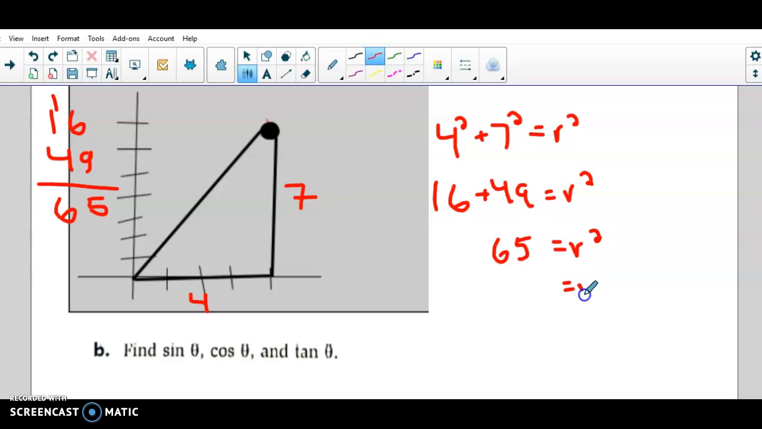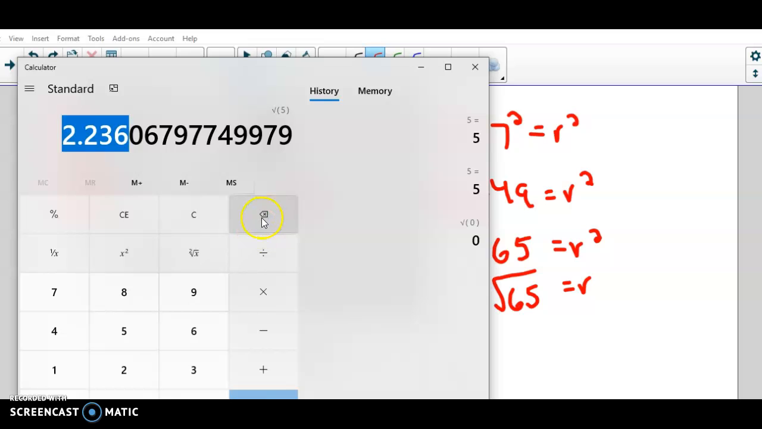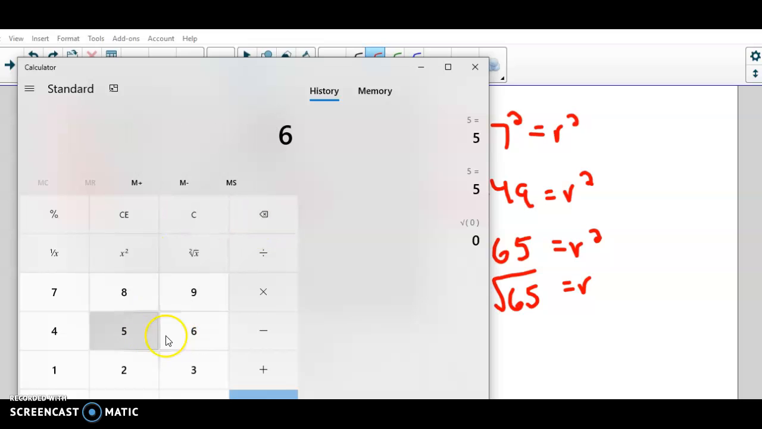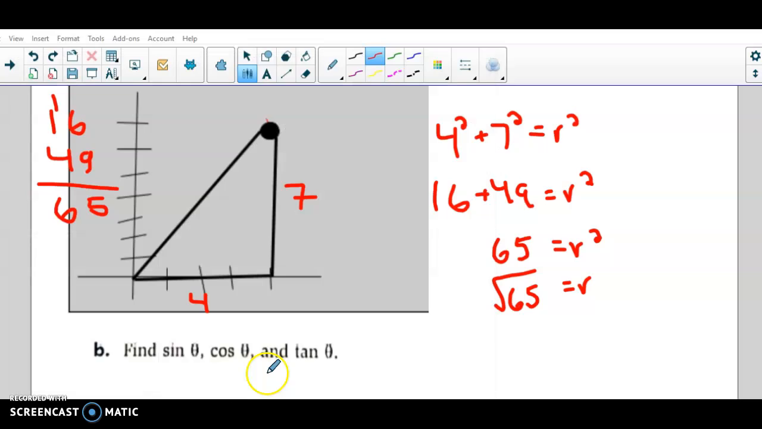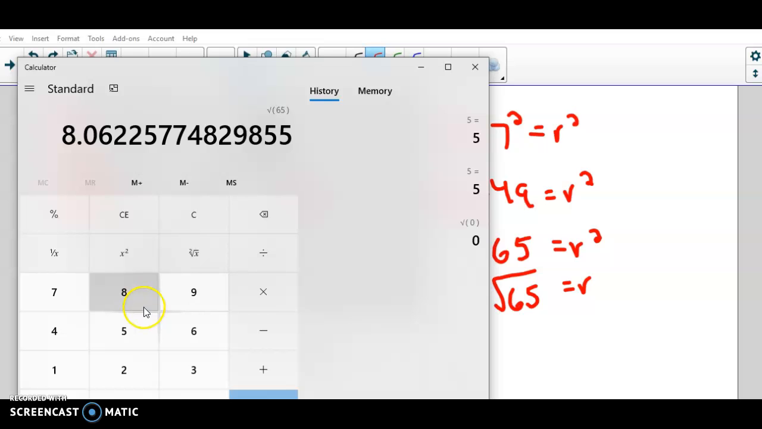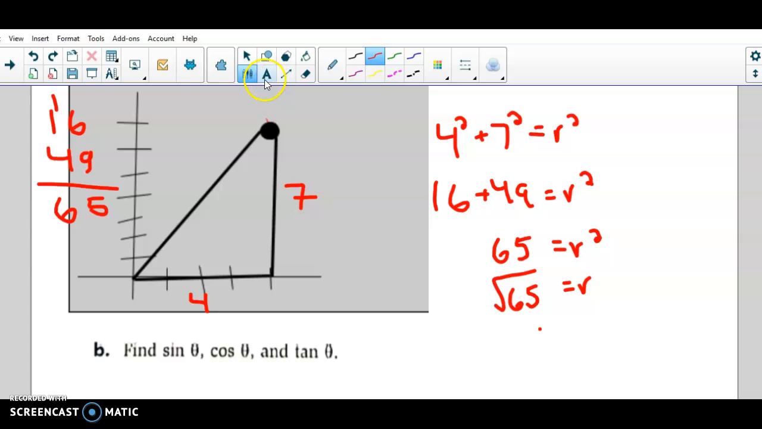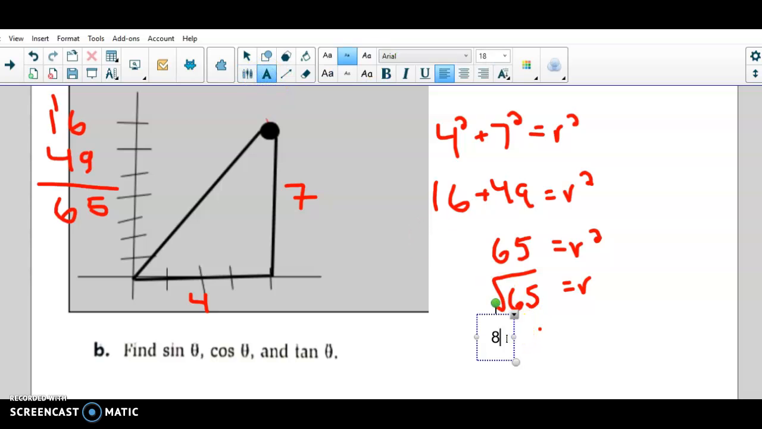So r is equal to the square root of 65. If I still have my calculator out, I can look that up. Let's clear this out. Okay, so we get 8.06 if I'm doing it right. One of you will tell me if I'm not. So far no one's telling me I'm not, so I'm going to assume I'm right with all my math so far. So 8.06 would be our radius. Let's just paste it: 8.062 is equal to our radius.